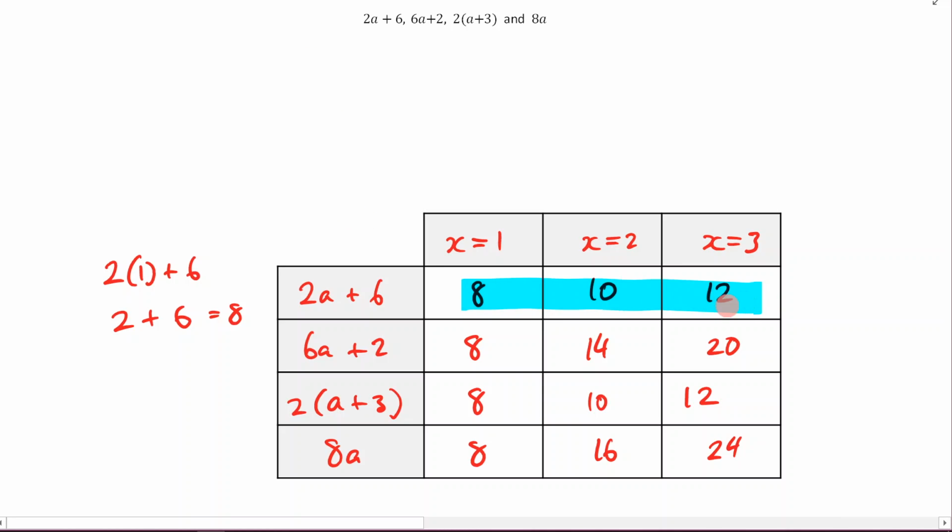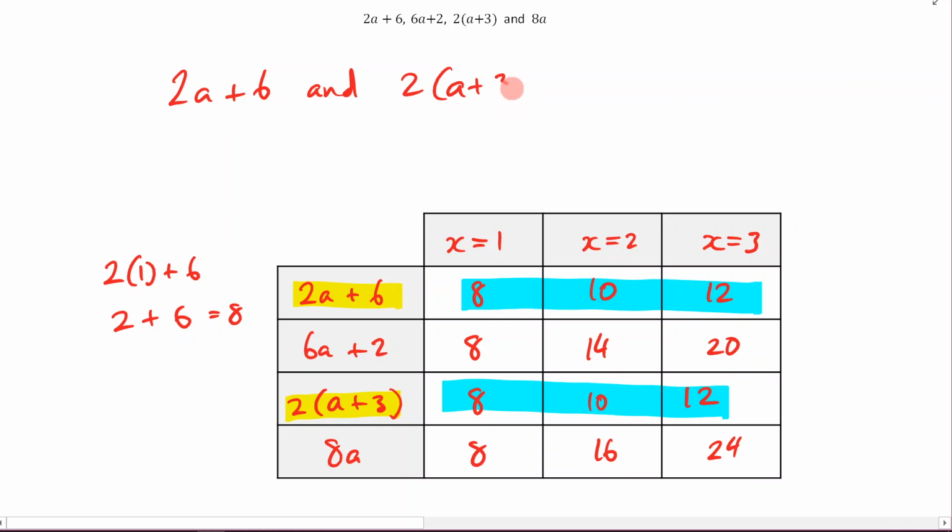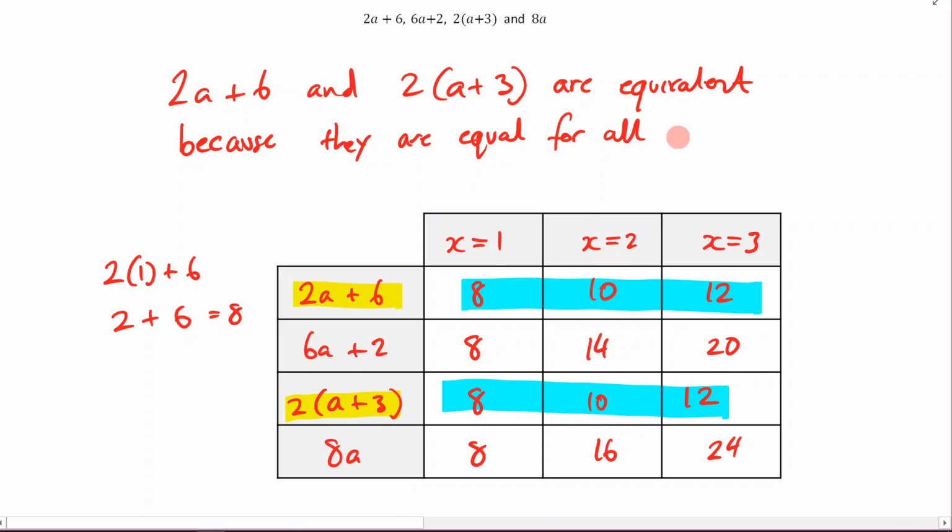Well, it looks like this one is equal to this one. I'm getting all the same values out. So that means that 2a plus 6 and this one right here are equivalent expressions. So 2a plus 6 and 2(a plus 3) are equivalent, because they are equal for all values. Perfect. And we are done.